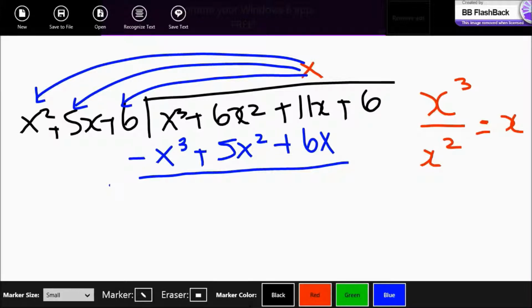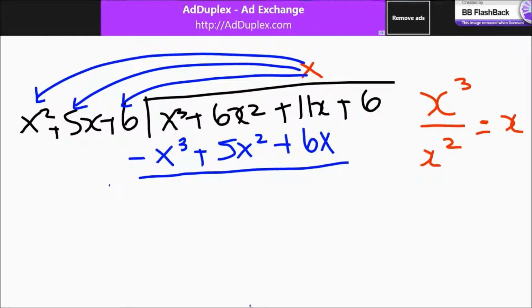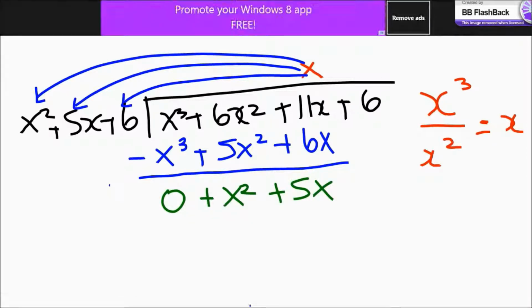Step 3. Subtract the two polynomials. By doing so, the initial first term will be cancelled out and will equal 0. The difference should be 0 plus x squared plus 5x. The last and final step to dividing polynomials is to bring down the last term and repeat. Apply the same steps you did to the polynomial above.